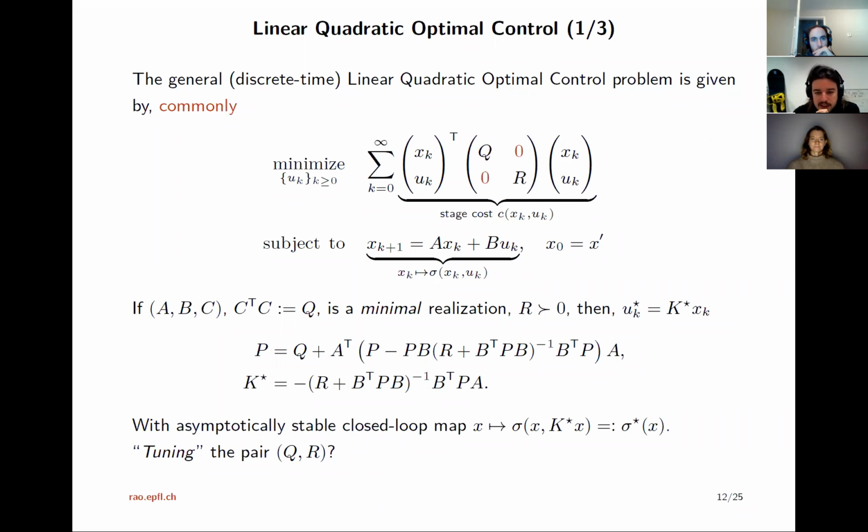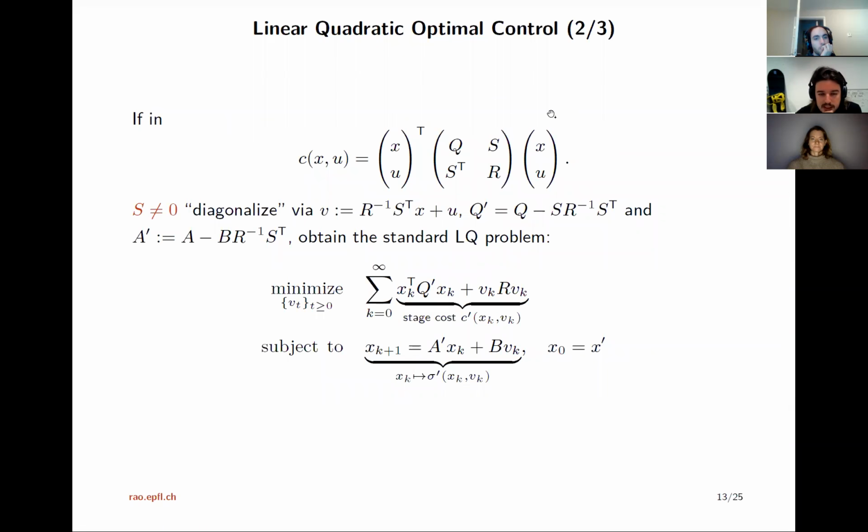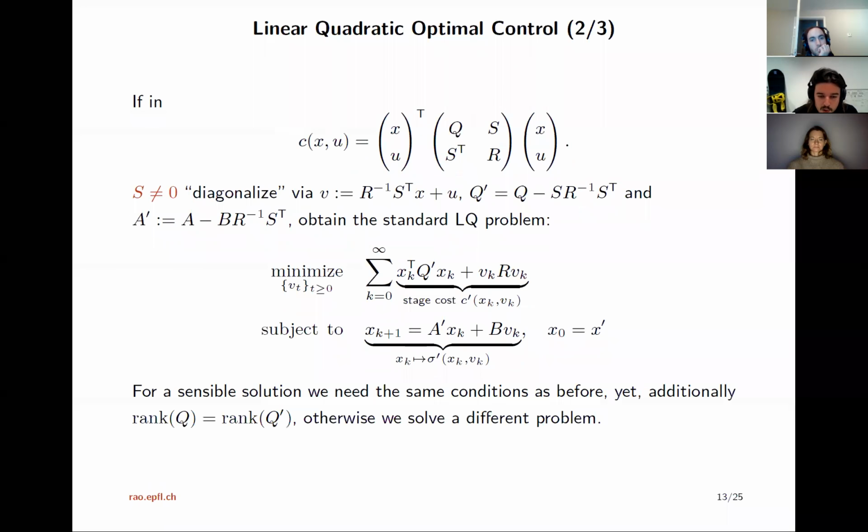Okay, this is the most basic diagonal setting, but we can also look at a more general setting, where these matrices S are non-zero. Then we can apply some transformations: you change the input, you change this Q matrix, and you change your drift term A, and you still end up with this diagonal form. So it's theoretically not that much more complicated. The only thing we need to assume is that the rank of this Q prime is the same as the rank of Q, to be able to use the previous conditions on your system.